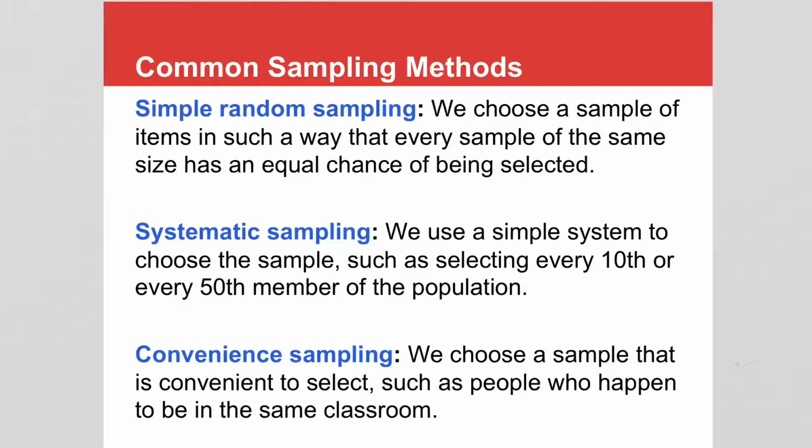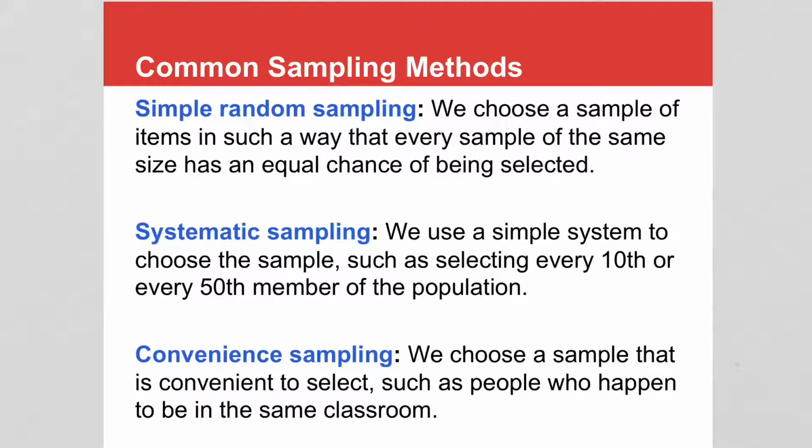Systematic sampling. We use a simple system to choose the sample, such as selecting every 10th or every 50th member of the population. So I know we don't really use phone books anymore, but an example would be, everybody's phone number used to be in a phone book. Can you believe that? An example would be going through and, say, selecting every 40th person in the phone book.